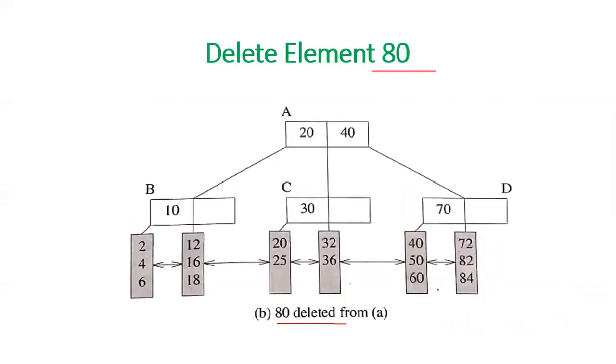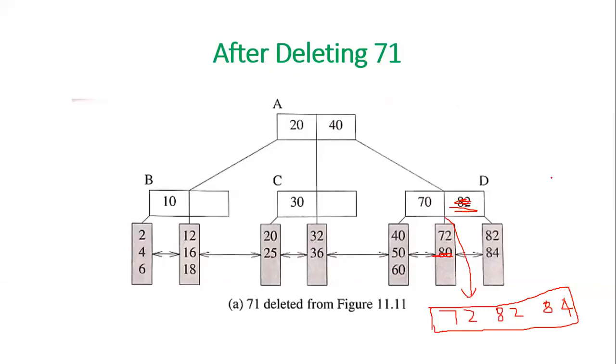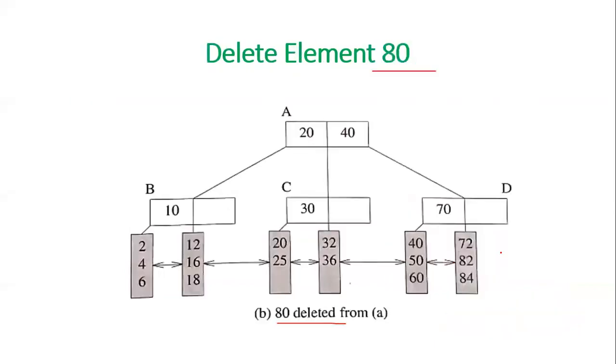You can delete 80 this way also, right? Instead of borrowing from the left sibling, we are merging this particular node and the right sibling. So this is the resultant tree. To the left of 70, we have 40, 50, and 60. To the right of 70, we have 72, 82, and 84.